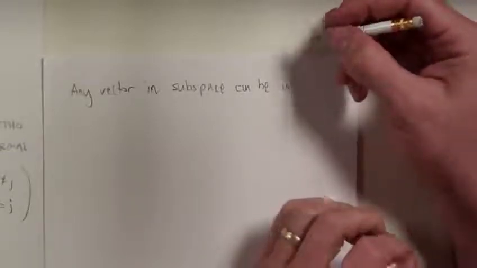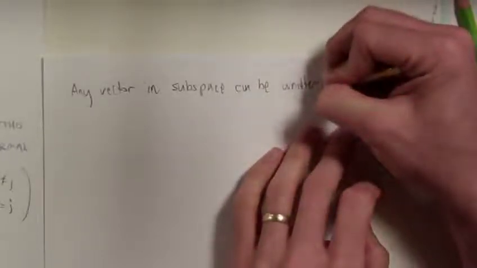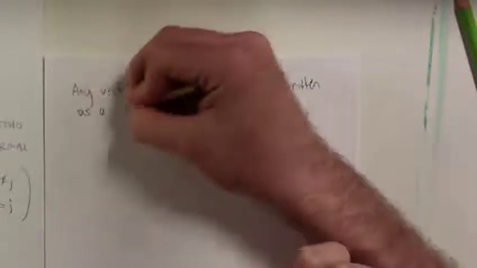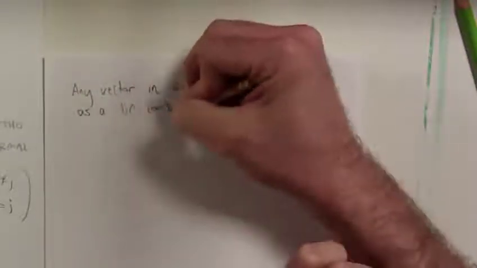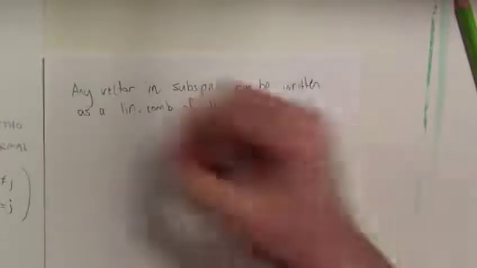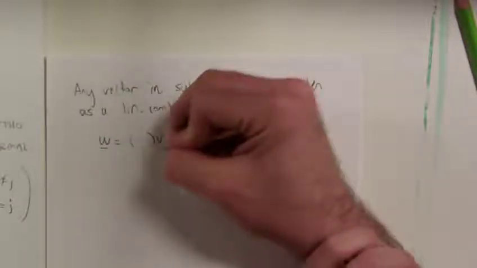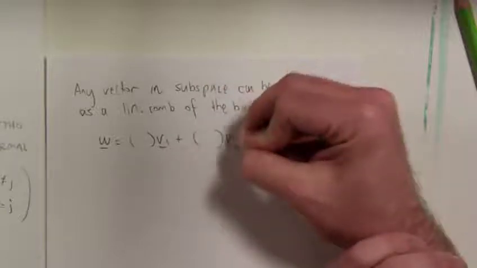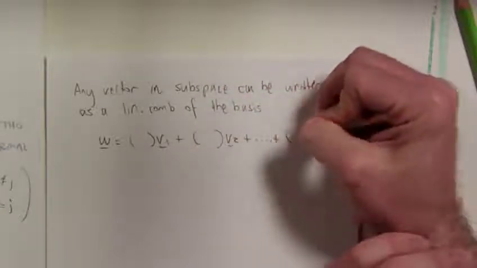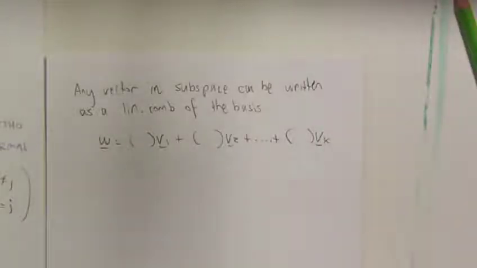Just being lazy. Any vector in the subspace can be written as a linear combination of the basis. All right. So I know that any vector, let's call it W, is something times V1 plus something times V2 plus blah, blah, blah, plus something times Vk. That's always possible. In fact, if it really is a basis, then there's exactly one way to do this. There's only one set of numbers that will go in these places.